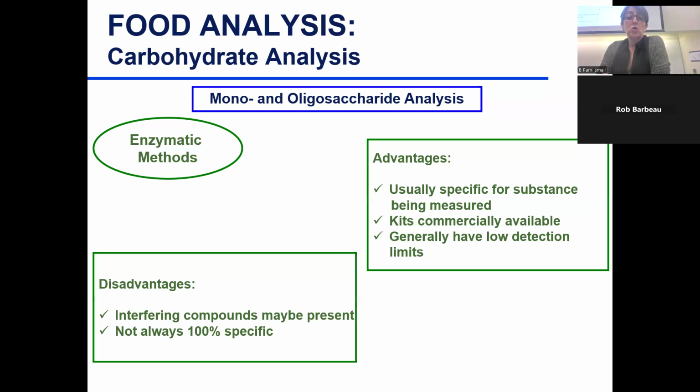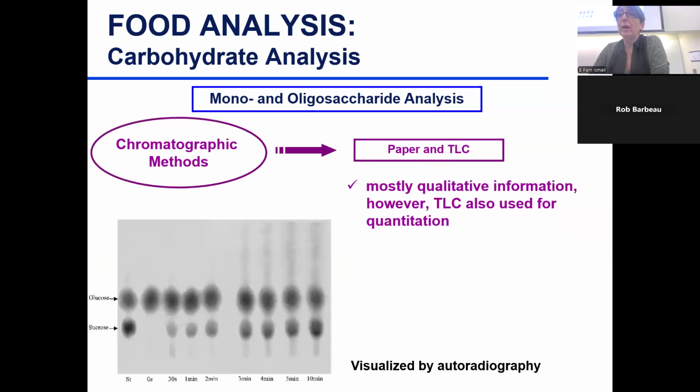Okay. So we are still talking about mono and oligosaccharides, right? So far we talked about reducing methods, so colorimetric reducing methods. Second, we talked about enzymatic. And now we're going to talk about chromatographic methods.